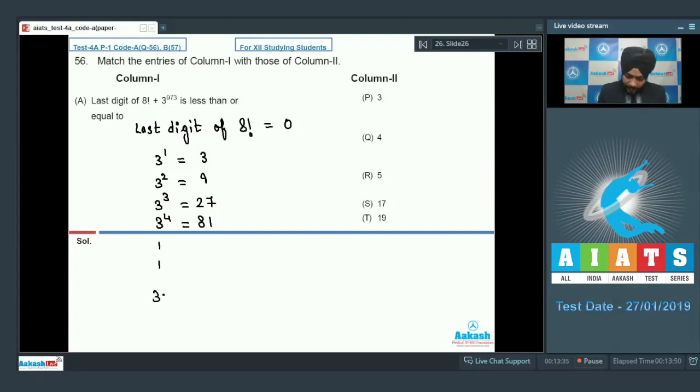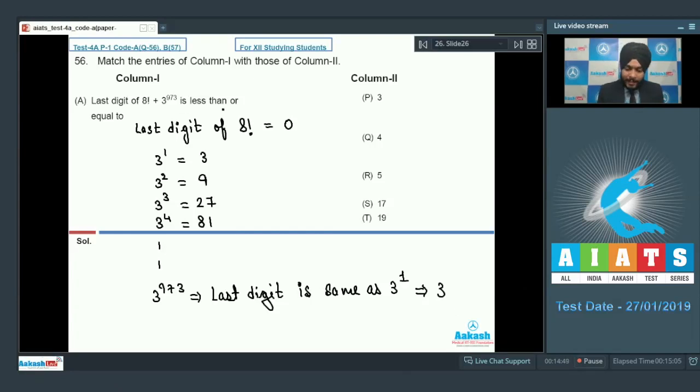So 3 raised to the power 973, the last digit will be same as 3 raised to the power 1, because 972 is a multiple of 4. So that means the last digit is 3. So the answer of this question is 3. It is less than or equal to. So equal to 3, less than 4, less than 5, less than 17, less than 19. So A matches with all the 5 options in column 2. P, Q, R, S, T. All are correct. Okay. This is the final answer.